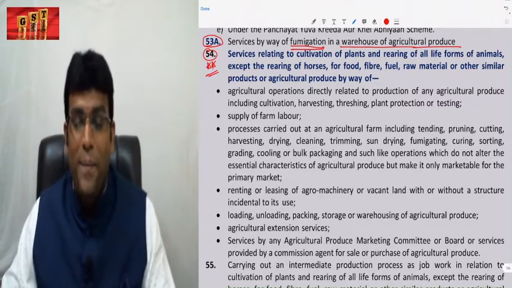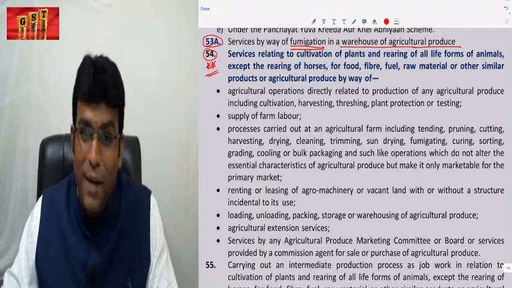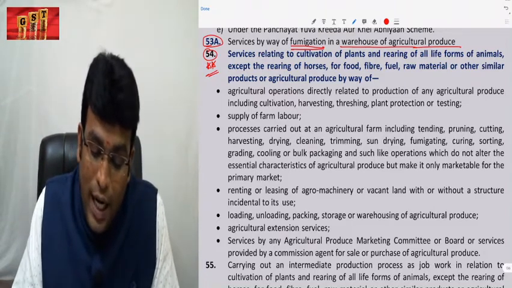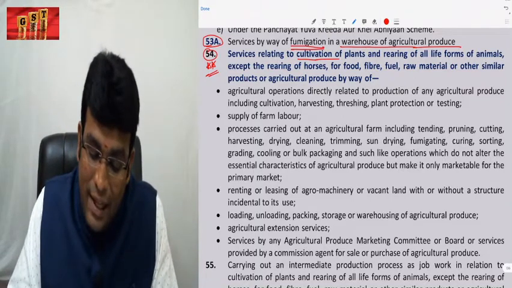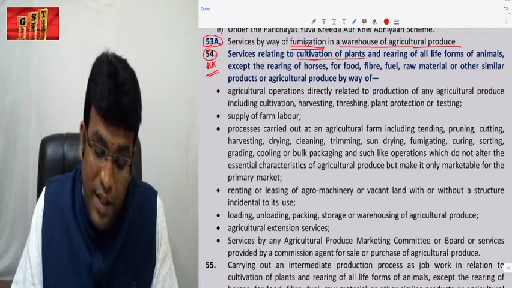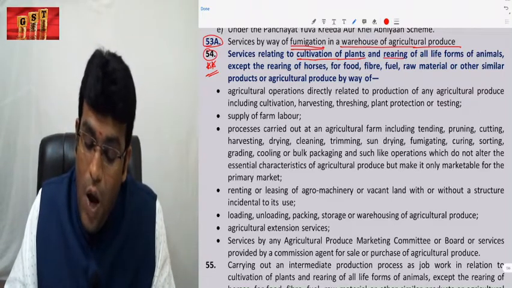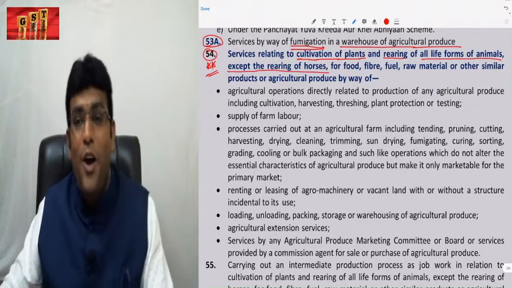Next point, 54th point, very, very important. Extremely important point. High possibility a question can come in the exam. So kindly please concentrate. Services relating to cultivation of plants and rearing of all life forms of animals except rearing of horses.